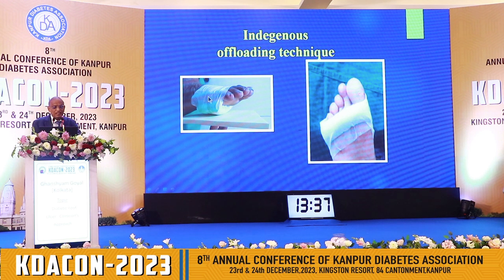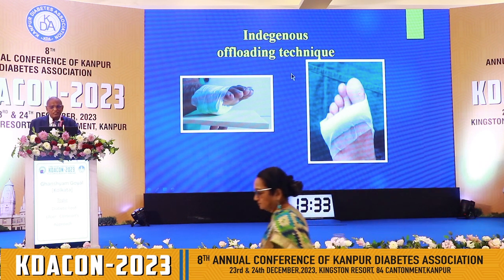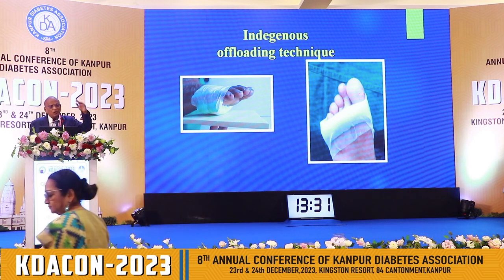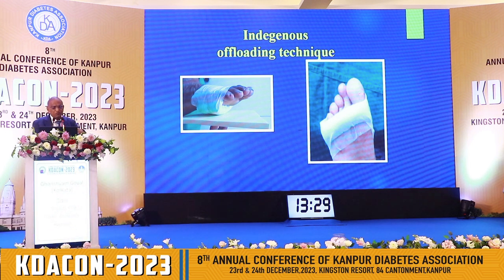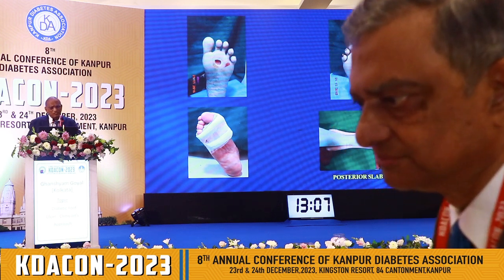The indigenous technique of offloading, I think everybody is using, even in the primary care center. You can take a piece of foam, wrap it in a piece of gauze and stick it with micropore, and by that you can offload. Because most of the ulcers in our country, I am going to show you later, are around 80% neuropathic and 20% neuroischemic or ischemic, while in the western part it is 1/3, 1/3, 1/3, meaning 1/3 neuroischemic, 1/3 ischemic, and 1/3 neuropathic.